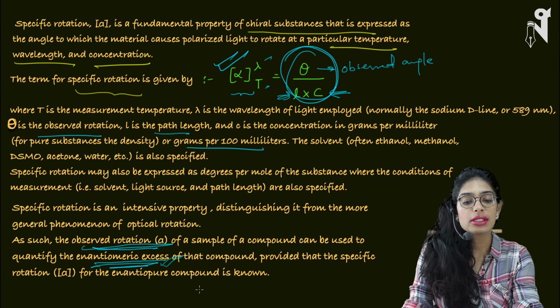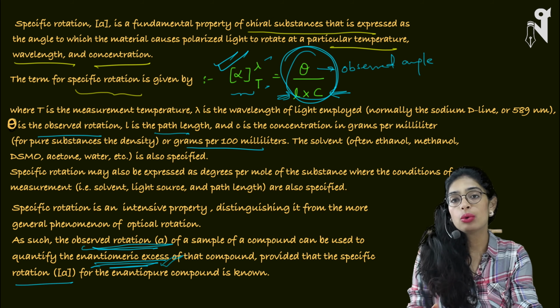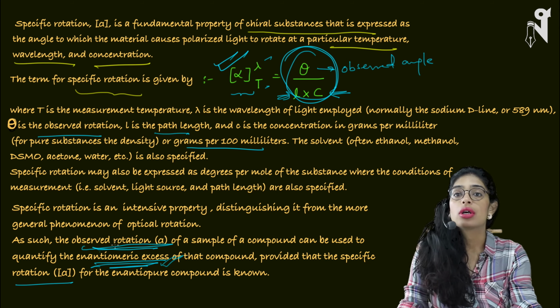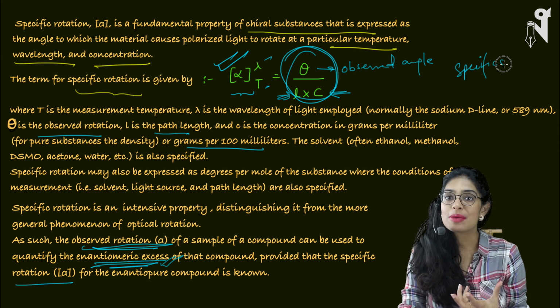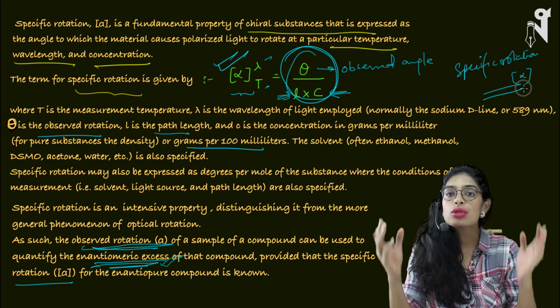Okay, and we will be using this specific rotation also. We can calculate enantiomeric excess only and only if we know the specific rotation of a compound. What is the specific rotation of an enantiomer? Then only can I calculate the enantiomeric excess in a solution.